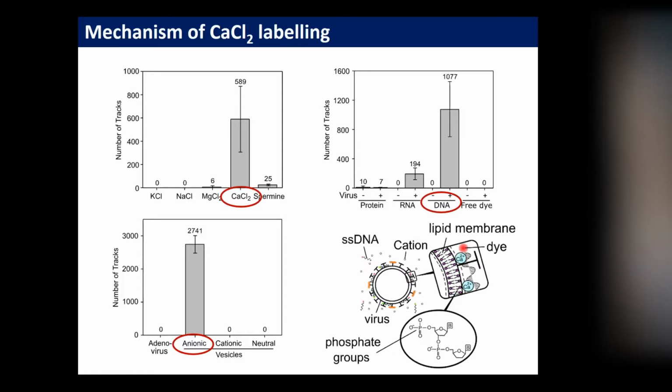So we've come up with this scheme for how we think the labeling works, where the calcium ions from the calcium chloride solution, which are positively charged, mediate an interaction between the negatively charged phosphate backbone of the DNA, as well as the negatively charged phospholipids in the envelope.